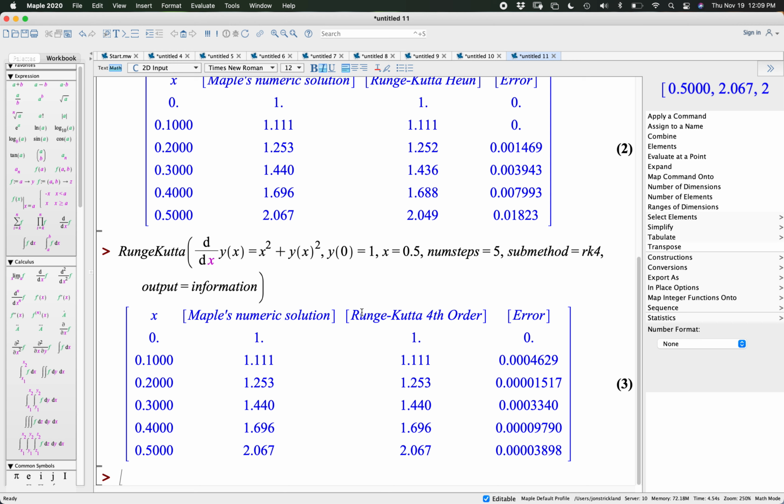Where you have not 0.018, but 0.00003898, and that's just for 5 steps.